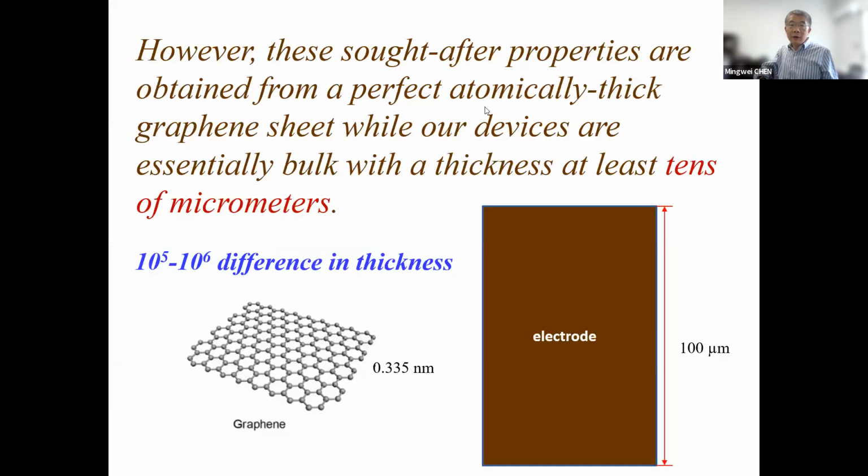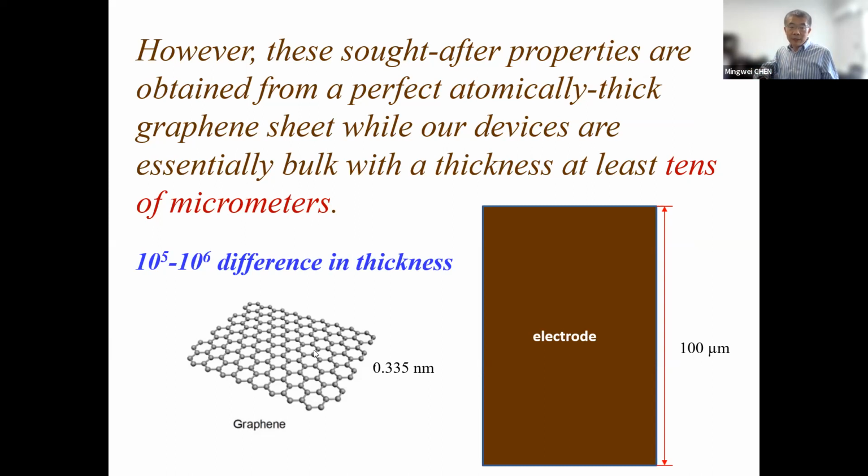However, all those sought-after properties we talk about for graphene come from the perfect atomically thin carbon nanosheet, right? But in the real world, when we use this material for devices, we often need so-called bulk material. For example, we use it as electrodes in our batteries, supercapacitors, fuel cells, or many biosensors. At least we need the electrode thickness or diameter to be in the tens of microns or 100 micron level, right?